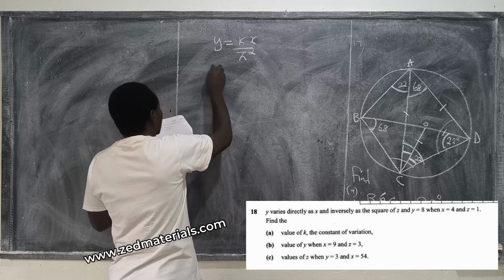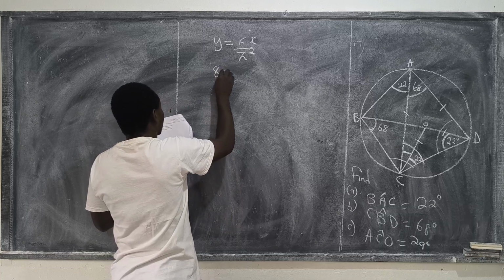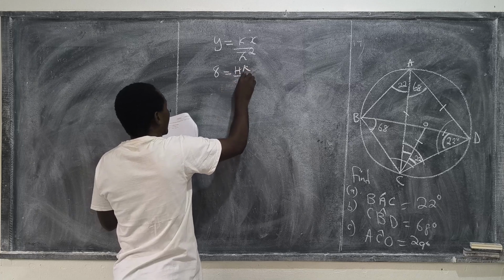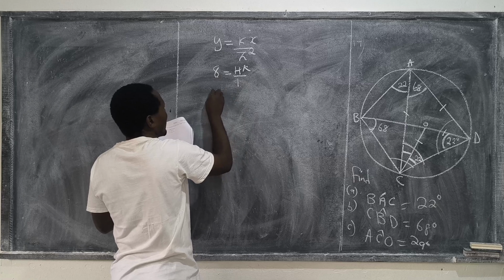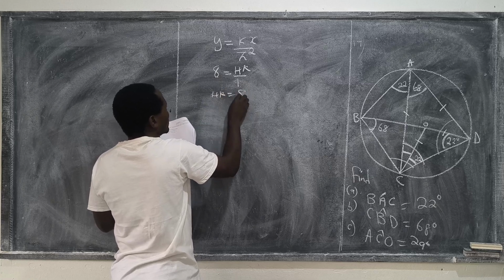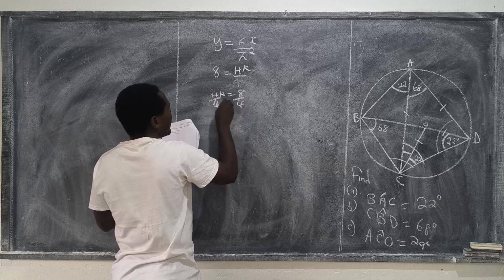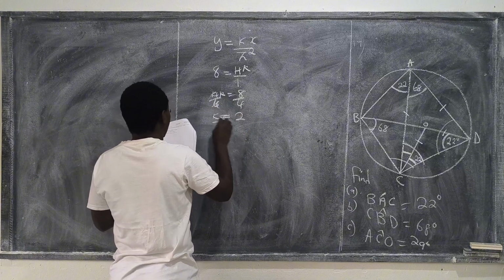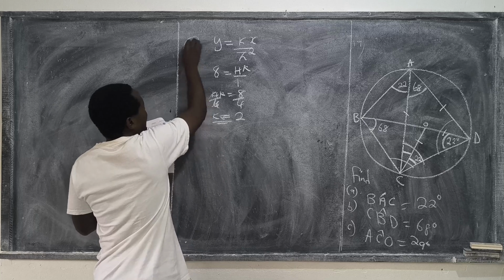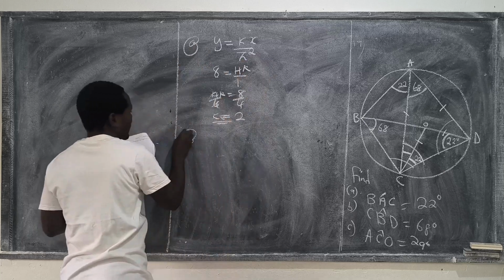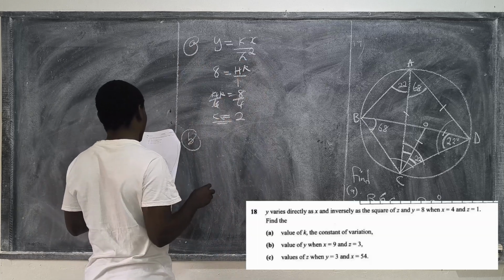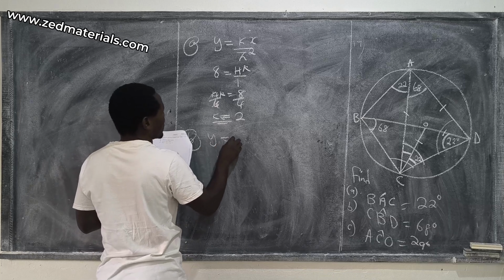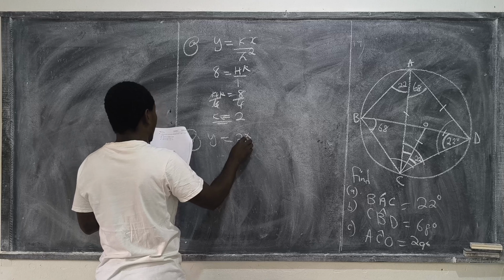We find k. So what is our y? It is 8 is equal to 4k over 1. You cross multiply, you're going to have 4k is equal to 8. You divide by 4 on both sides. Then you have k is equal to 2. This is A. So k is equal to 2. You go to B. They are saying the value of y. So you're going to have y is equal to, what is k? It is 2 multiplied by what is x?